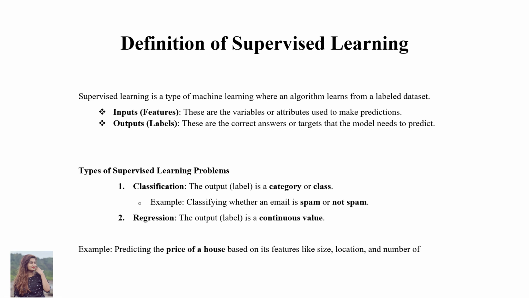Supervised learning is a type of machine learning where an algorithm learns from a labeled dataset. In this setting, the model is provided with input-output pairs, features and labels. So we have to remember these things, the features and labels. During training, its task is to learn the mapping from inputs to the correct output. The goal is for the model to make accurate predictions on new unseen data based on the patterns it learned during training.